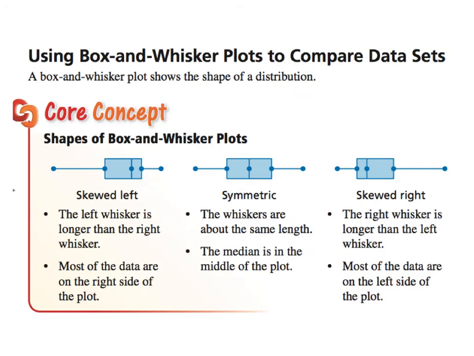Next is using the box and whisker plots to compare data. I'm going to go over this really quickly here, but the longer the whisker is on the left, that means your data is skewed left. Most of your data is on the left. If it's symmetric, the whiskers are equal, and the median is in the middle of the entire thing. This is symmetric. It is skewed right if more of your data is on the right whisker than the left.